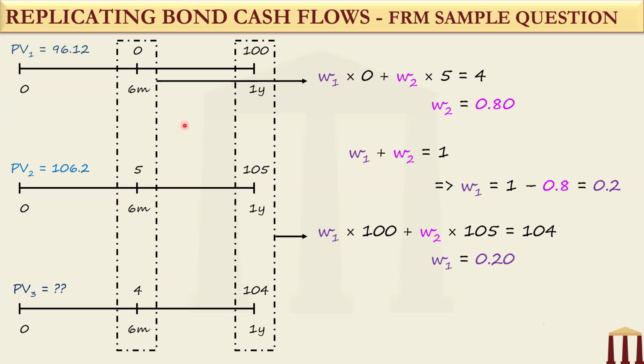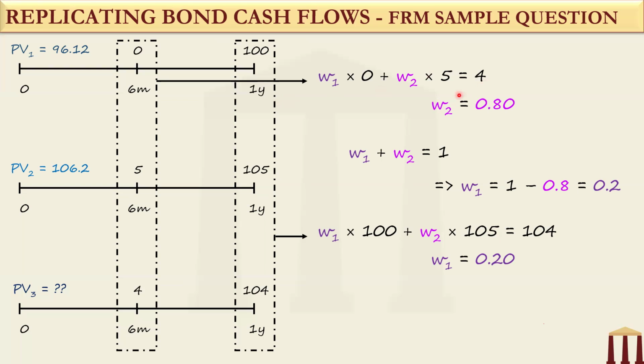Okay, and then they will ask you to find the price of a third bond, which is again a coupon paying bond with the same maturity. So here, if I invest 80% of my money in bond 2 and 20% of my money in bond 1, I will ensure the same cash flows at all the coupon payment dates.